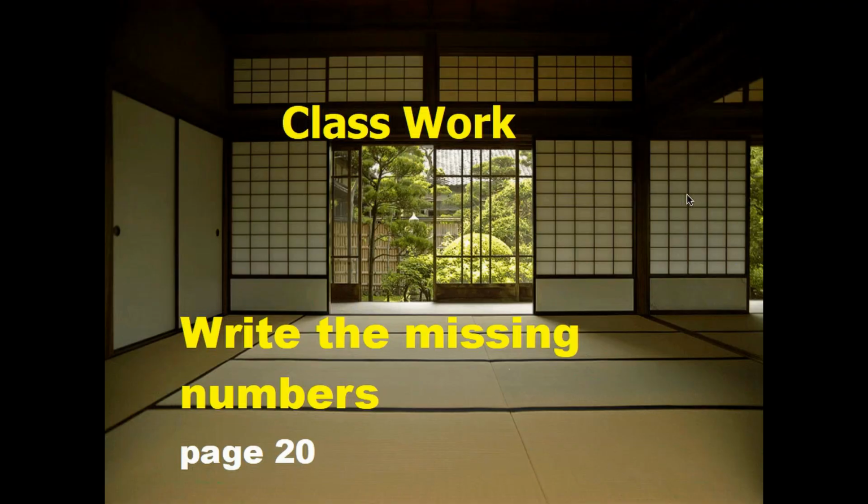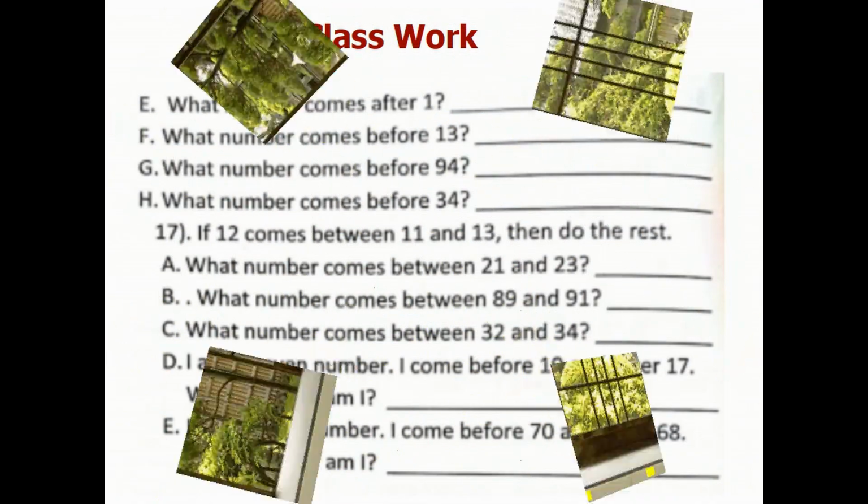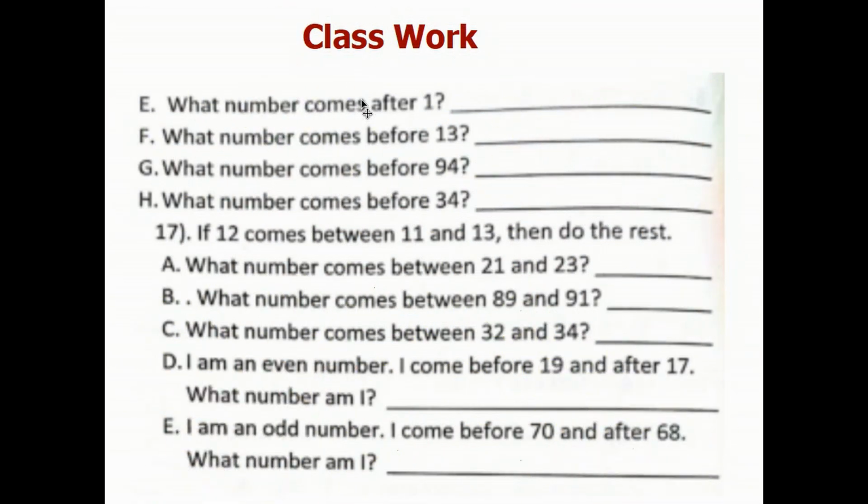Okay, students, I hope you have seen numbers 1 up to 100, right? So based on the video, write the missing numbers on page 20 from your working book. Go to page 20 from your working book. Now try to copy this one and do it, okay? You have 10 minutes for this one.